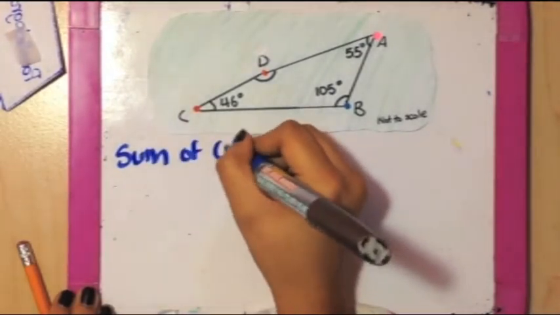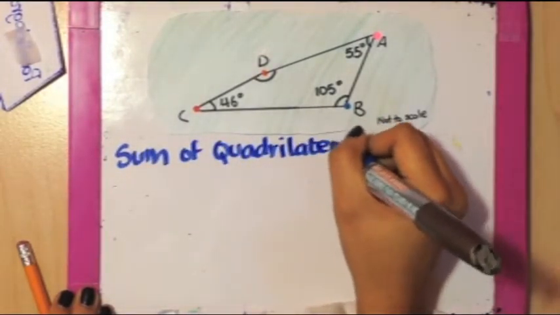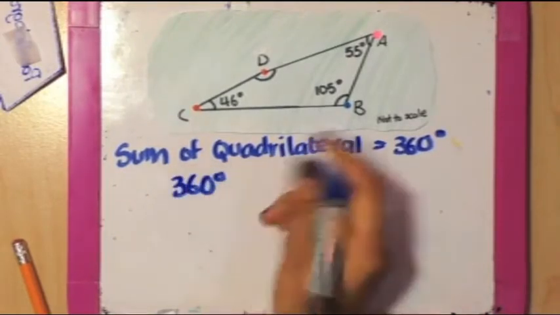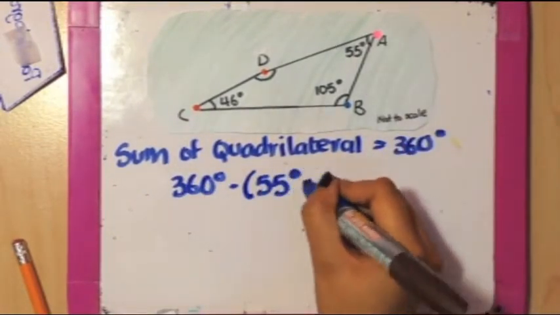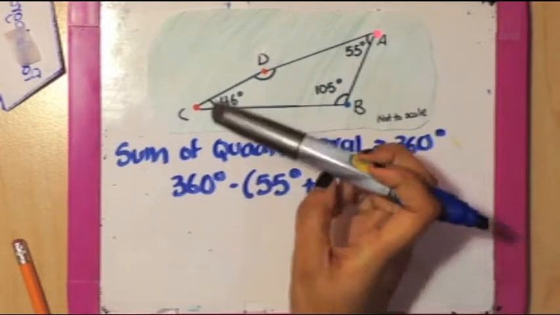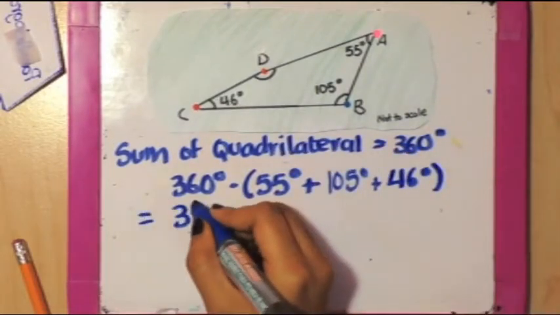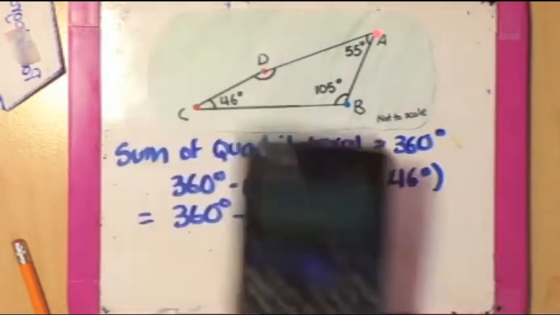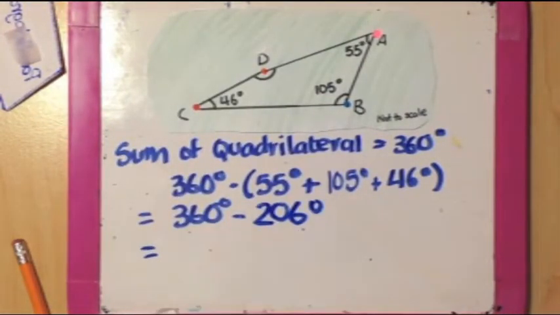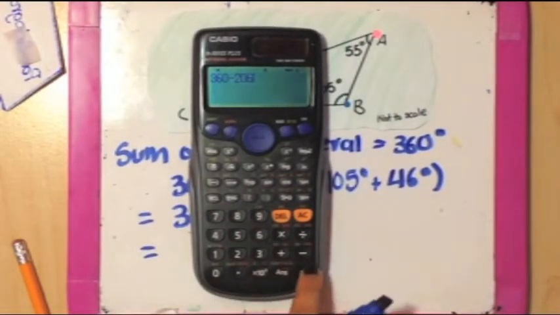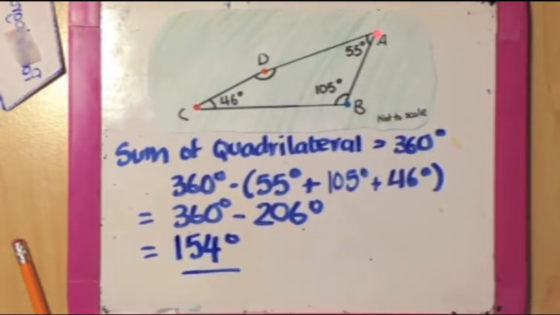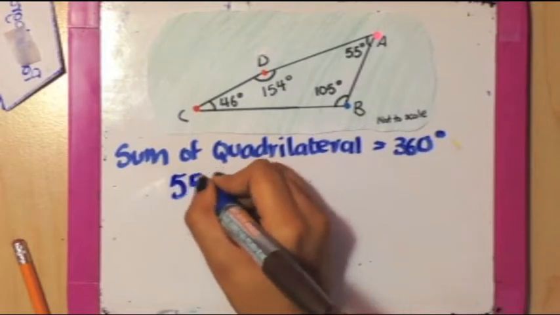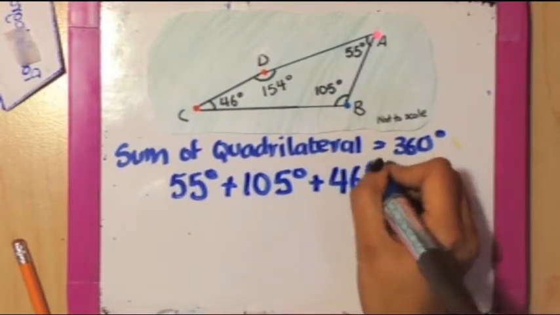We know the sum of a quadrilateral is 360, and so we can subtract the other angles from the 360 in order to find the missing angle. Here we are adding the known angles, which are 55 from location A, 105 degrees from location B, and 46 from location C. This equals 206 degrees. We can now subtract to find D, which is 154 degrees.